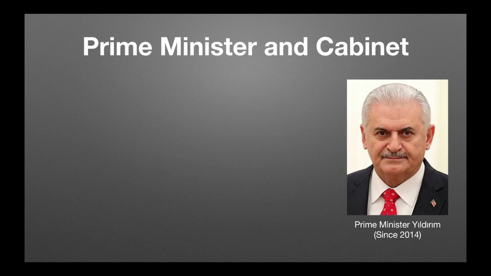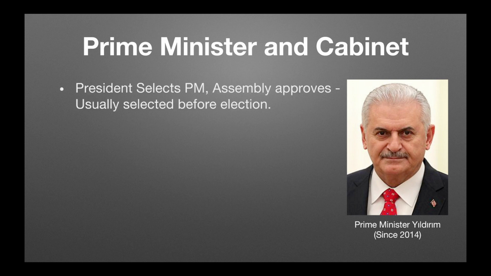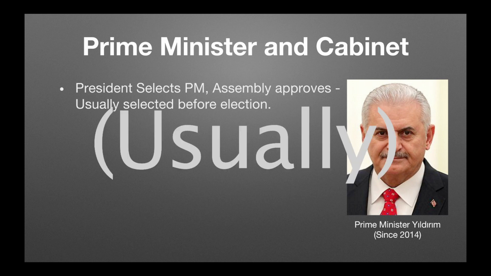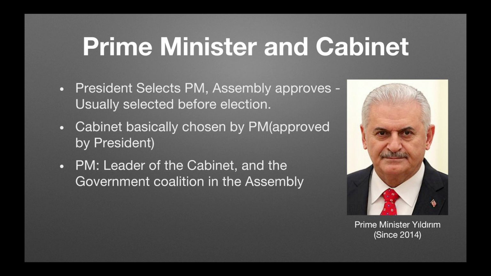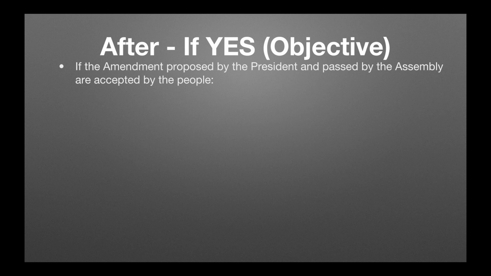Now, just like many other parliamentary democracies, the prime minister is chosen from the largest party in the parliament. The president formally selects the prime minister, although this has already been done before the election by the party. The PM essentially selects the cabinet, although the president also approves it. The PM also acts as the leader of the cabinet and the leader of the government coalition, and the cabinet is very typical.